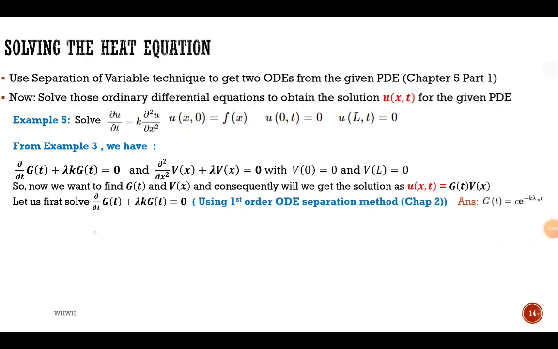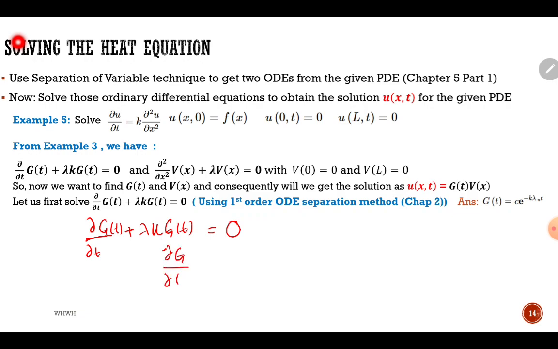So now we have dG/dt, plus lambda k G, with respect to t, equals 0. From here we use the first order separation method. Hopefully all of you still remember, because we are going to use it. So we are going to separate. We have G and t here. Before this we usually had y and x.